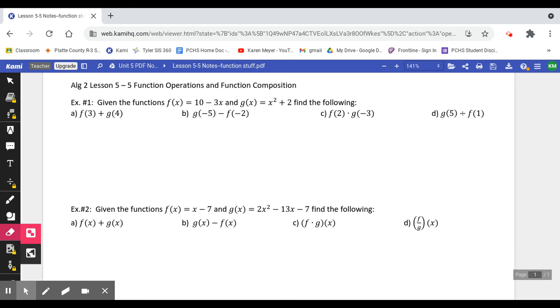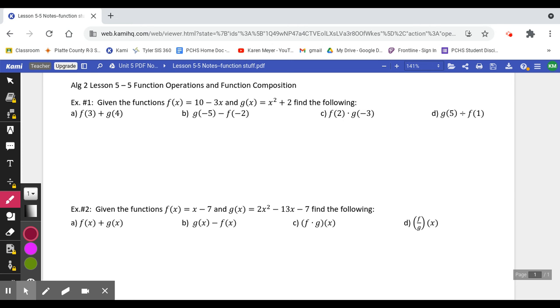So my first example gives you the function f of x equals 10 minus 3x, and also the function g of x equals x squared plus 2. And we want to find the following. On part A, we want to do f of 3 plus g of 4. Well, let's start with f of 3.